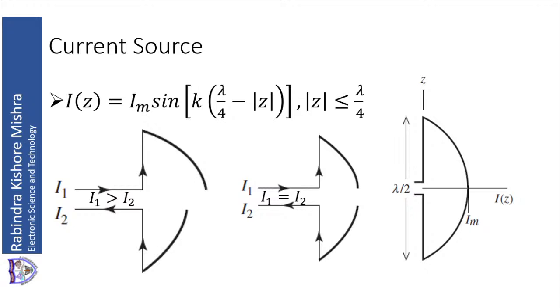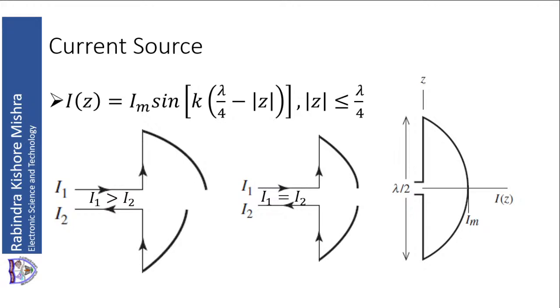So that will be giving you maximum current Im. So when z is equal to 0, you get maximum current. When mod of z is equal to lambda by 4, then within bracket is lambda by 4 minus mod of z, so lambda by 4 minus lambda by 4 is 0. Sine 0 is equal to 0. Z is equal to lambda by 4 at the ends. Therefore, Iz will be 0 at the ends.